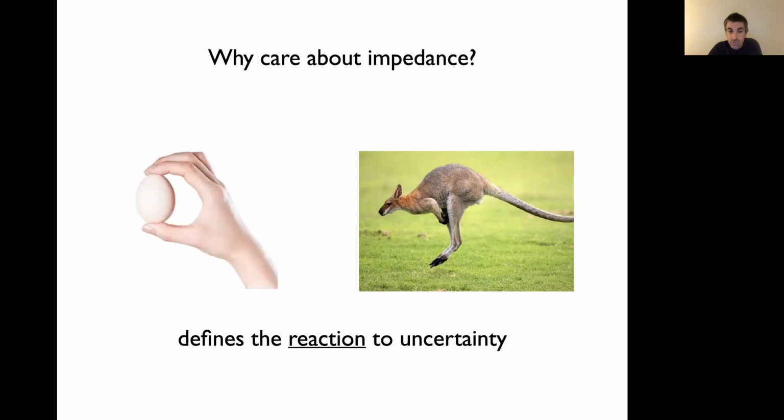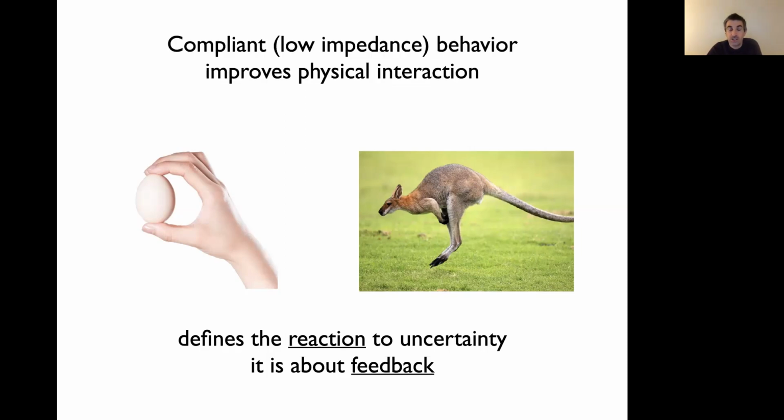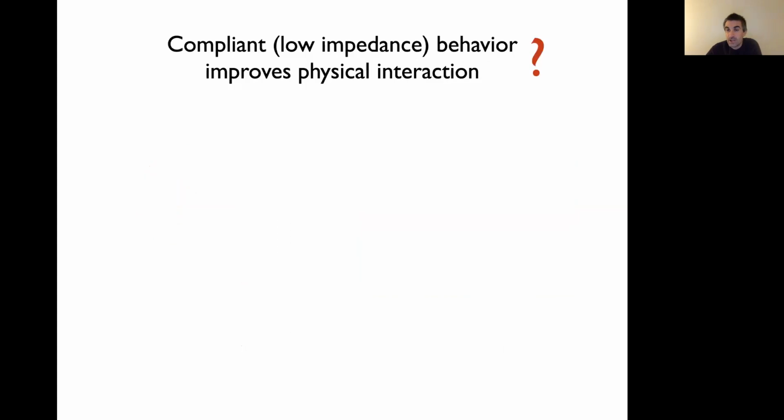From this, we could say that what we want to define with the impedance is the reaction to uncertainty and to physical contact, where we don't necessarily know where and when it will happen. In that sense, it is really about feedback: designing the reaction means designing the feedback. From what I just explained, we could imagine that compliant, meaning low impedance, is a good idea because it will improve physical interaction. Is it really always true? I think the answer obviously is not always.